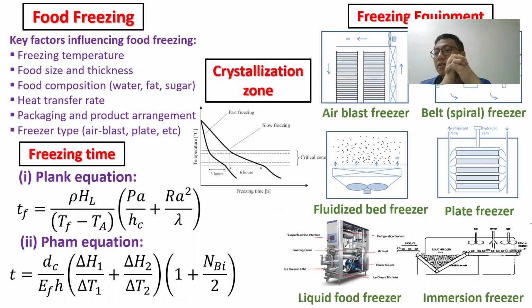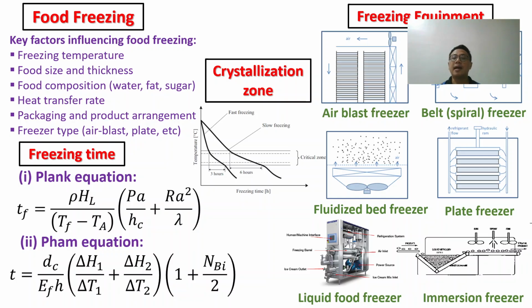So the plate freezer is quite popular also, for seafood and fish fillets. It is quite commonly used, and it requires less space for freezing.